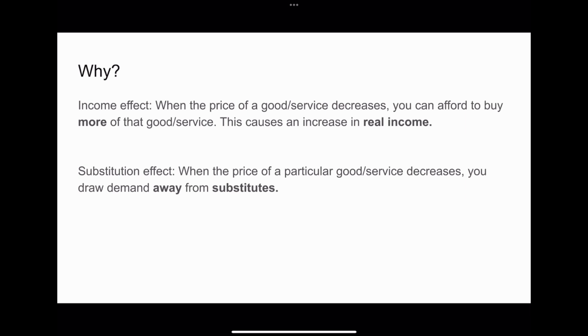Firstly, we have the income effect, which essentially states that when the price of a good or service decreases, you can afford to buy more of that. Now, let's take a good such as computers as an example, right? When the price of a computer goes down, you can afford to buy more computers, assuming that your income stays exactly the same. So, if you could previously only afford to buy one computer with your income, and the price cuts in half, that means you can now buy two computers because your income remains exactly the same.